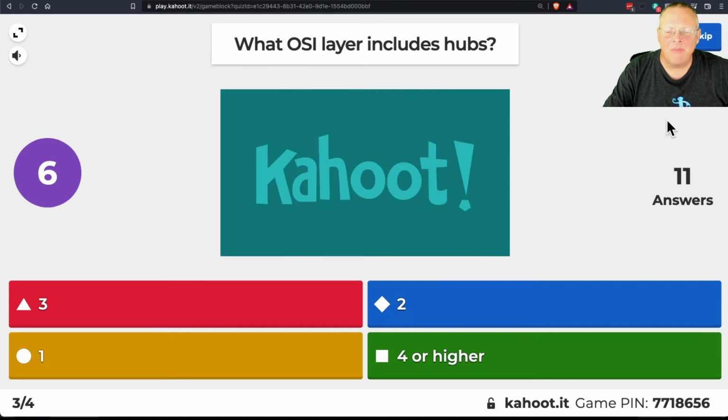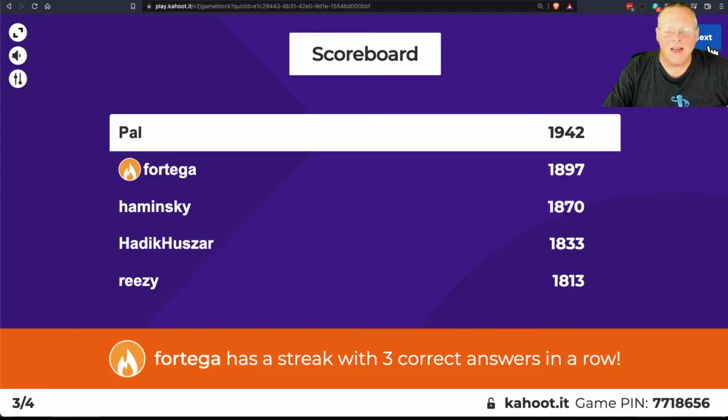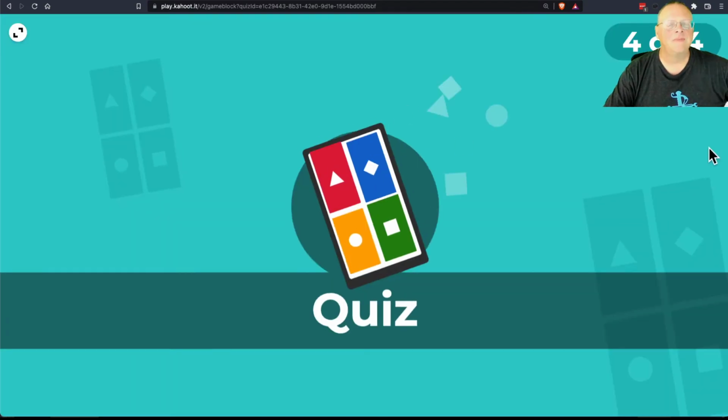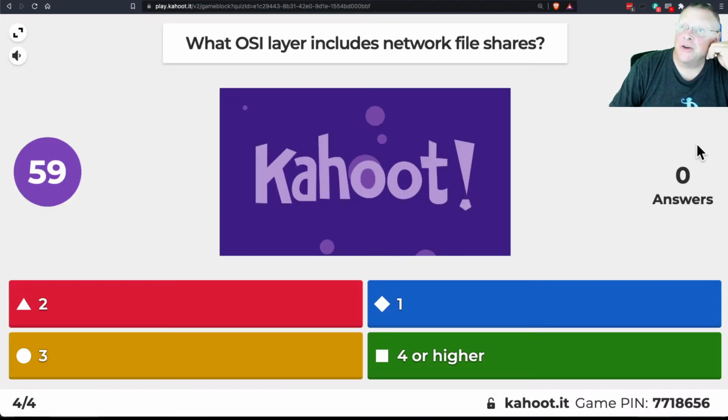Tempted to hit that skip button, but I think it would cancel the scores. All right, layer 1 and the last one. Where do you find network file shares?